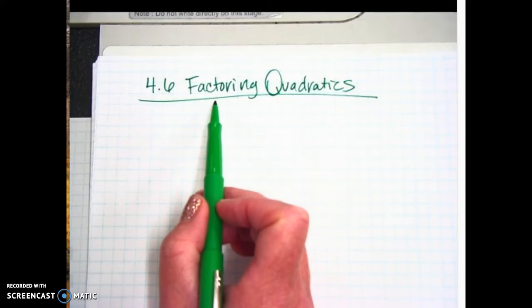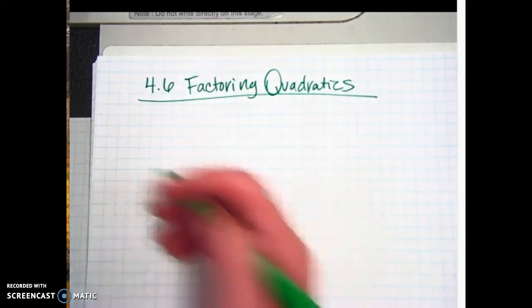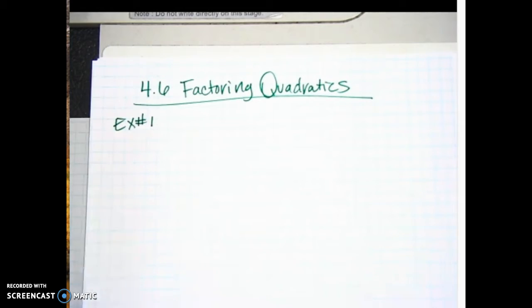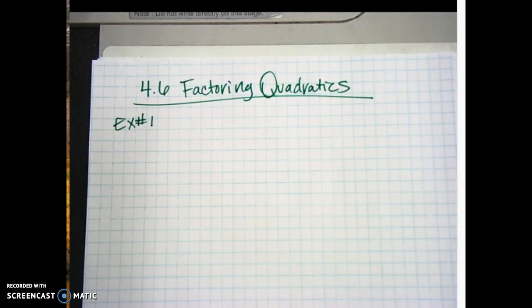4.6 is called Factoring Quadratics, and it's just more of what we've been doing. I've only got 3 examples, and they're actually quite easy.